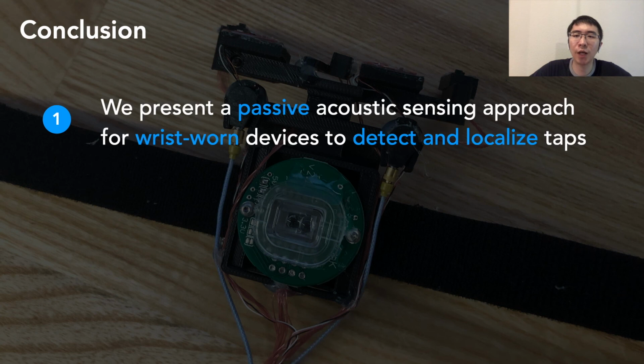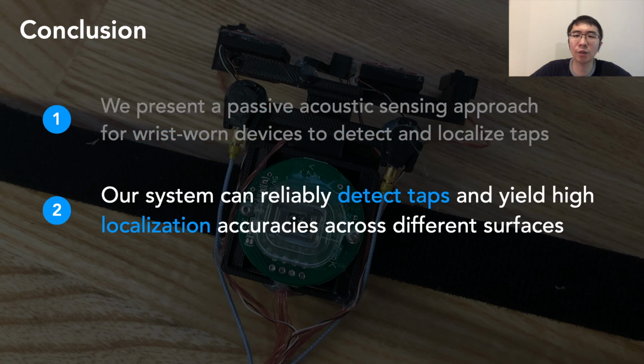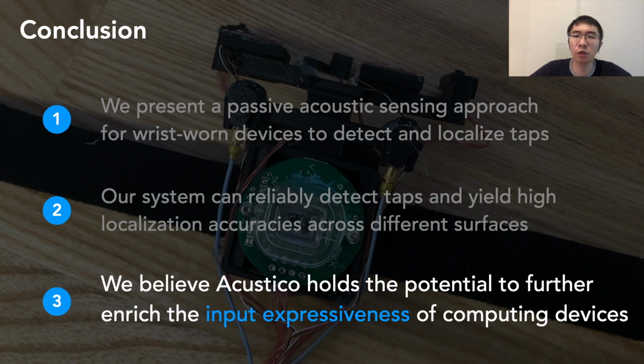We present a passive acoustic sensing approach for wristworn devices to detect and localize taps. Our system can reliably detect taps and yield high localization accuracies across different surfaces. We believe Acoustico holds the potential to further enrich the input expressiveness of computing devices.